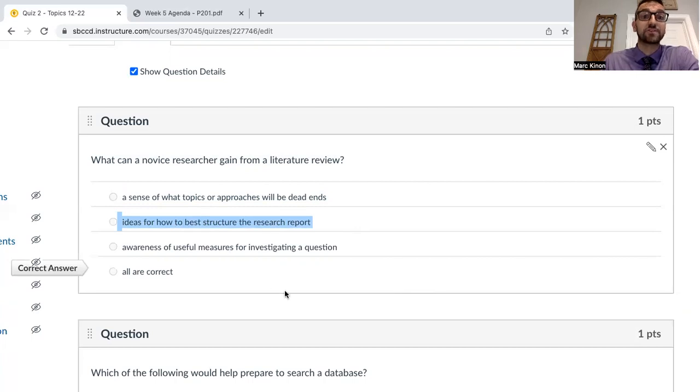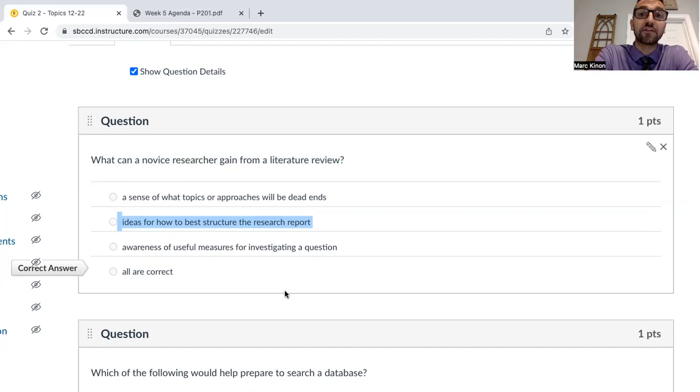Ideas for how to best structure the research report. Every research paper is in APA format. We went over this last time. Every single research paper has an abstract that's located in the same place, has an introduction, has a method section, has a results section, has a discussion section, has references, has tables, has figures, has appendices, etc. Okay?